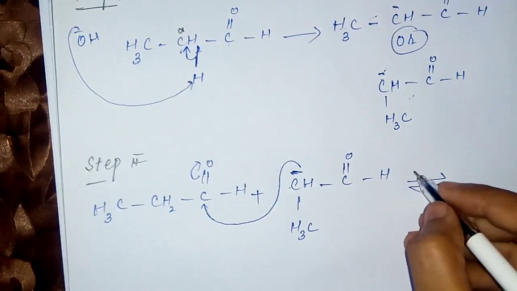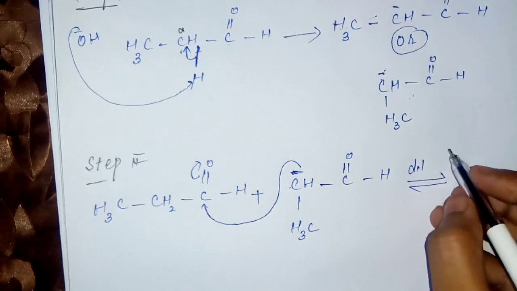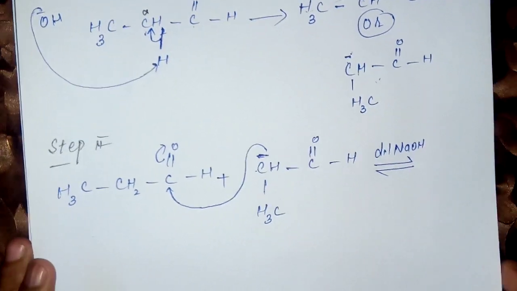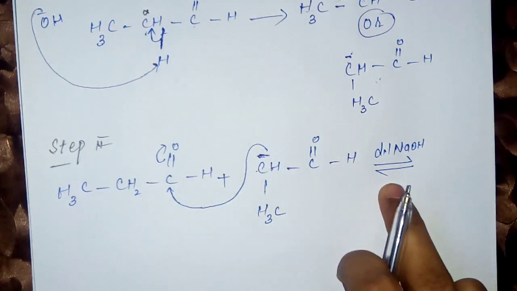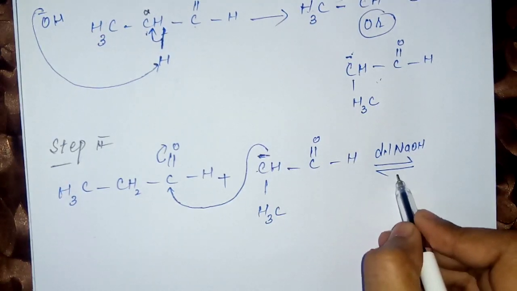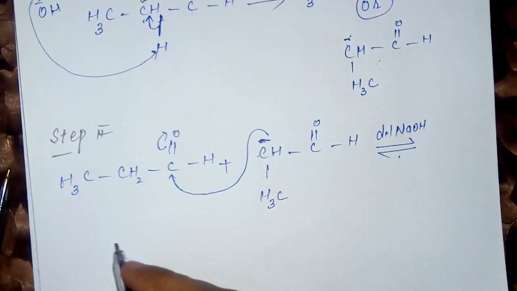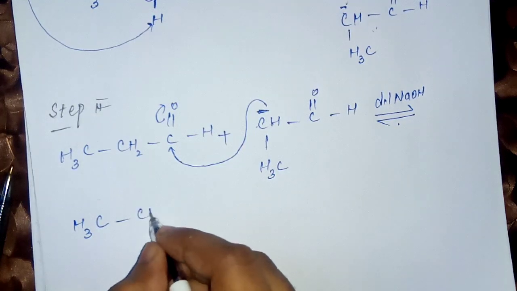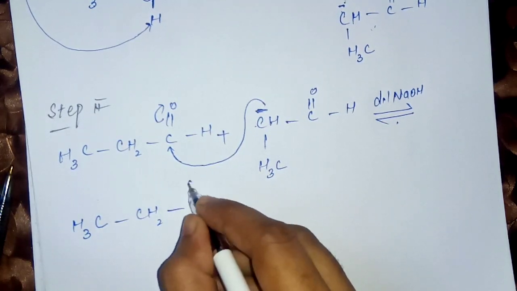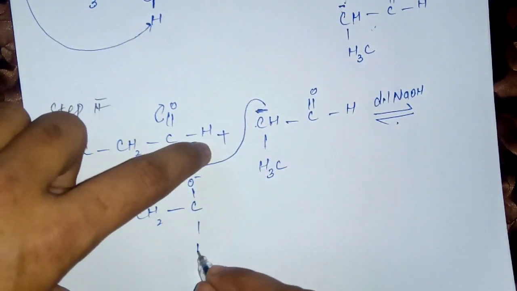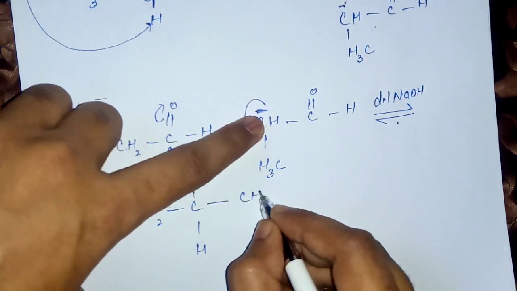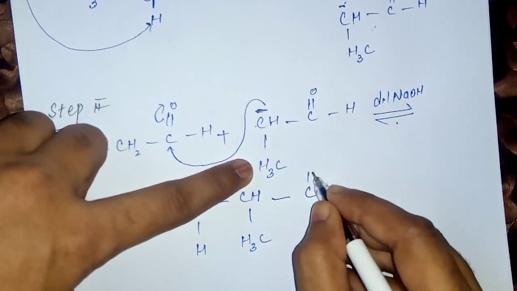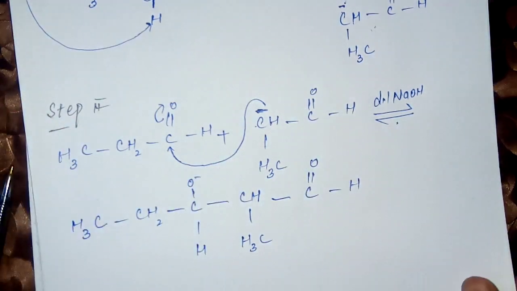As you know, this reaction is carried out in the presence of dilute sodium hydroxide. So always write the dilute sodium hydroxide on top of the double arrow. This is called the reversible reaction. So what will be the product from here? You can write H3C, C2O negative, and this hydrogen is here. Now this carbon, and this hydrogen and carbonyl hydrogen.